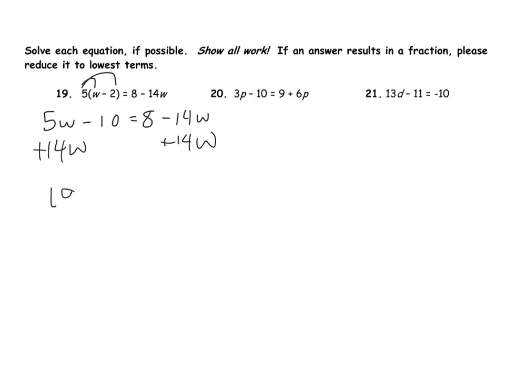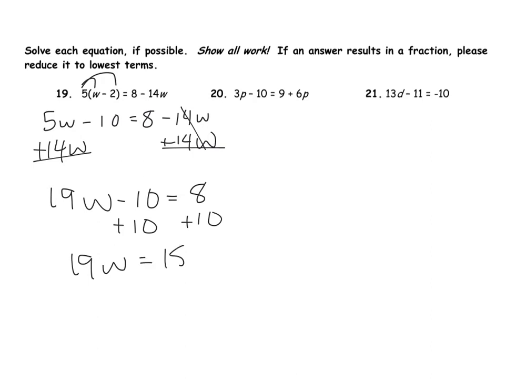That's going to give me 19w, when I add those two together, minus 10 equals 8. Now I'm going to add 10 to both sides. That's going to give me 19w is equal to 18. Then I'm going to divide by 19 to isolate my variable. That gives me w is equal to 18/19, which cannot simplify.